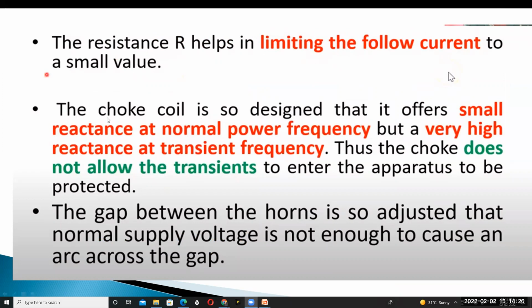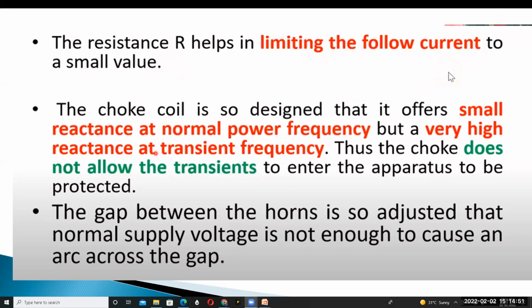The choke coil is so adjusted that it offers small reactance at normal power frequency, that is 50 Hz. Reactance XL is equal to omega L. At normal frequency the reactance is very low, but at very high frequencies the reactance will be very high.